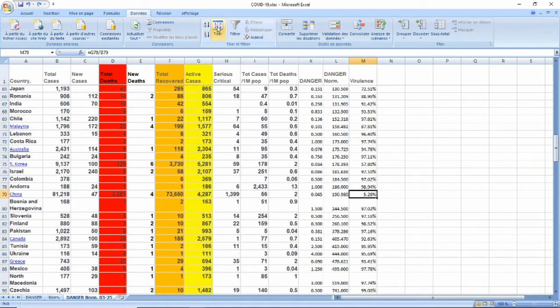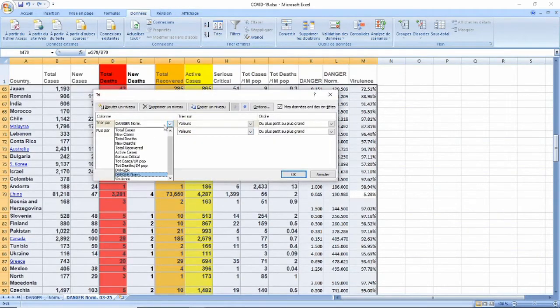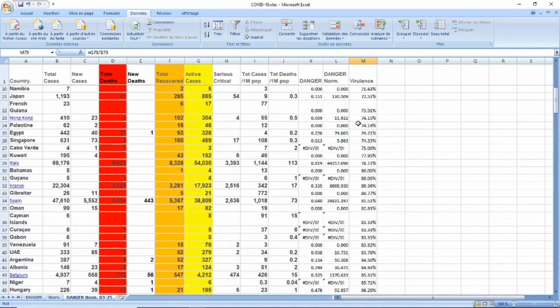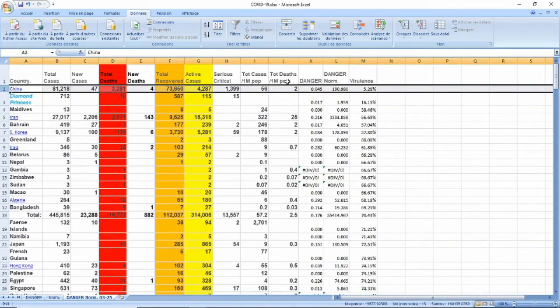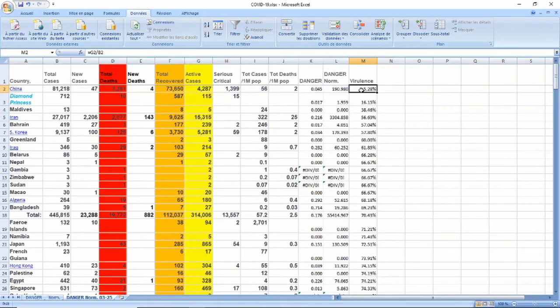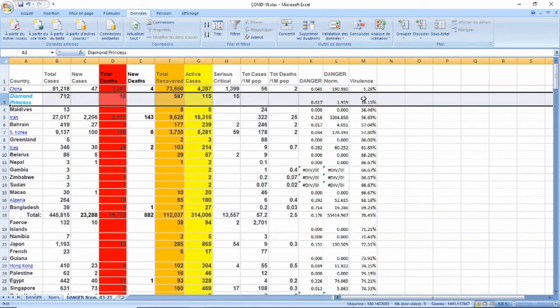And let's sort by this column, which I've called the virulence. Anyways, that thing. And there we go. China is by far the least virulent country right now. Only 5% of its cases are still active. So if we can trust these numbers, and then again, can we trust these numbers? That's the big question. Then yeah, China really seems to be over the worst. And our cruise ship here is also doing quite nicely.